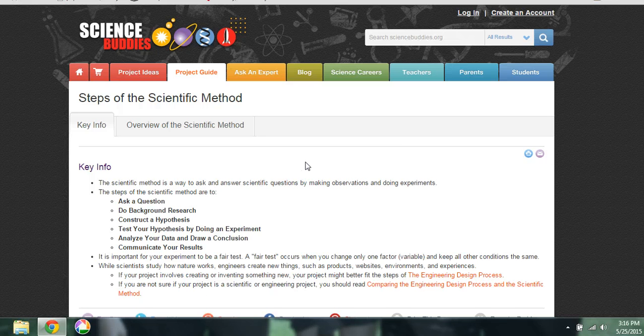The first step of the scientific method is to ask a question. For example, does an ice cube melt faster in cold water or in hot water? Then you would do some background research, look up some information on the web, and see what you think is a good hypothesis. A hypothesis is just a statement of the question that you have, a formal statement of the question. So, does the water temperature affect how fast an ice cube melts is a good hypothesis.